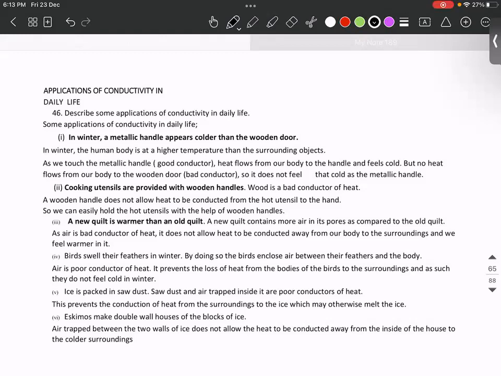When these materials are going in, what will happen? Air particles are going in, and they do not allow the heat to get transferred. That is why a new quilt is going to be warmer than an old quilt. Suppose you wash it and do all those things, there is wear and tear. But initially, when you buy it and go to the shop, when you press it, the air moves out of the quilt.